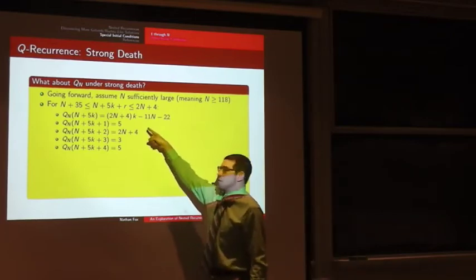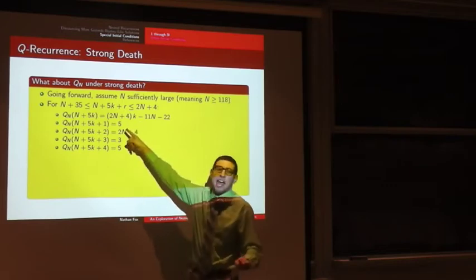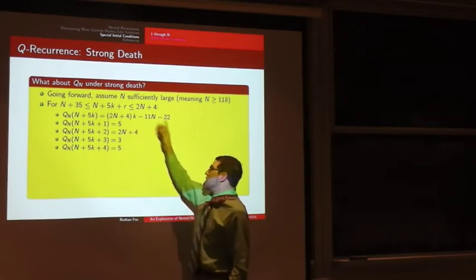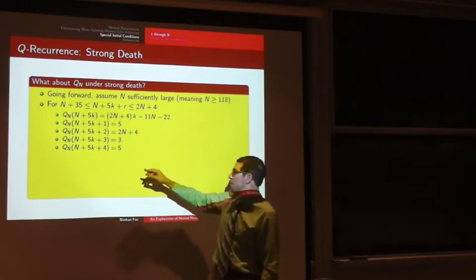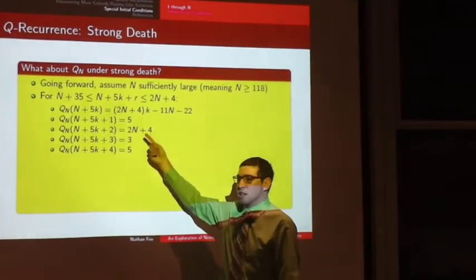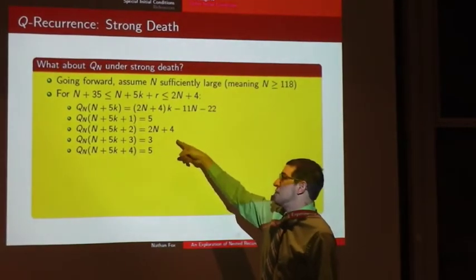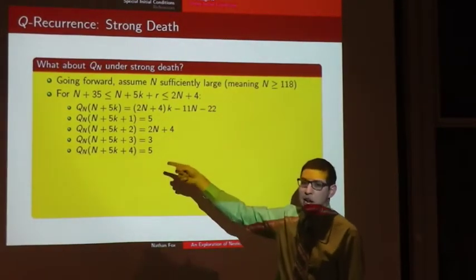There's one linear piece, but it doesn't have slope 1. It has slope 2n plus 4. So think of n as a big number. This is a very steep linear thing. And then there are 4 constant subsequences. 3 of them are small constants, but then this is a big constant. By big constant, I mean it's a constant, but it's bigger than the indices we're evaluating at.